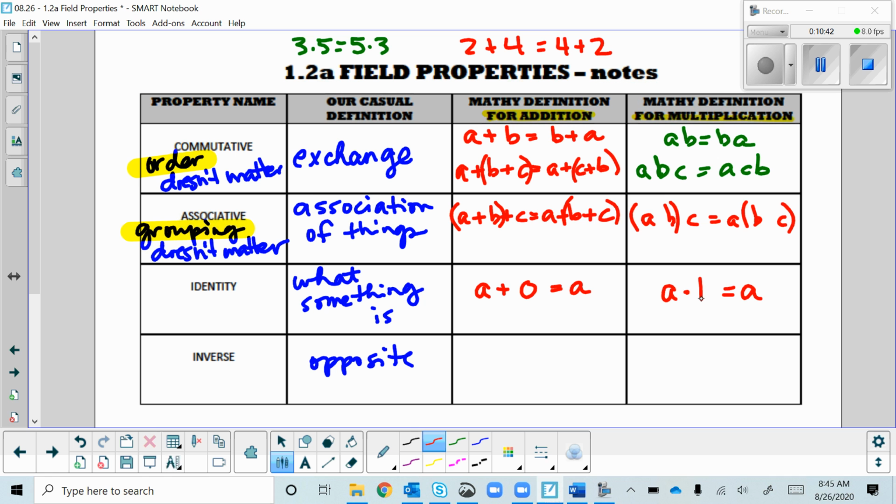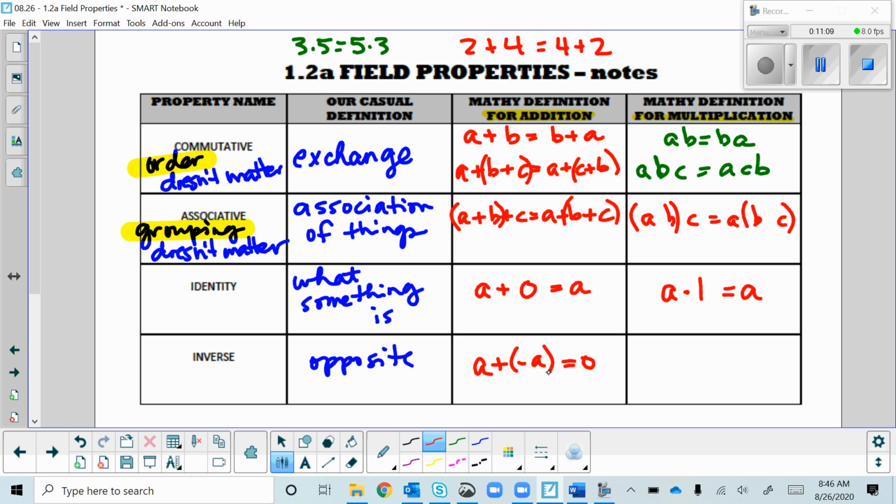Now, our inverse property, we said inverse is opposite. So let's think about that. I'm going to set this up like I did the identity. A plus what would have to give me 0? The opposite of A. I'm going to write it like this, the opposite of A. That's our inverse property for addition. If you add something to its opposite, you get 0.